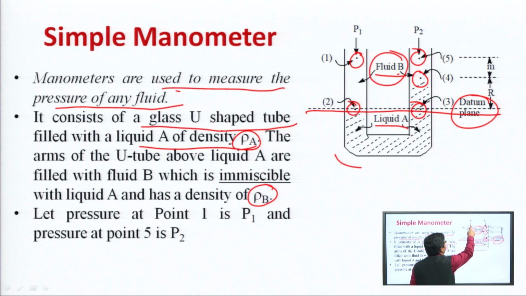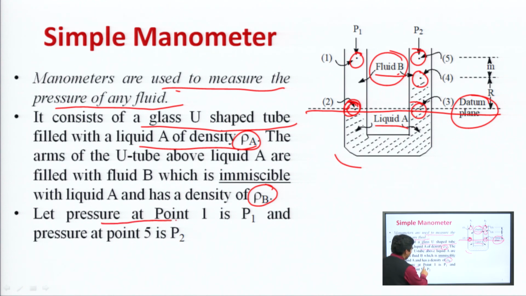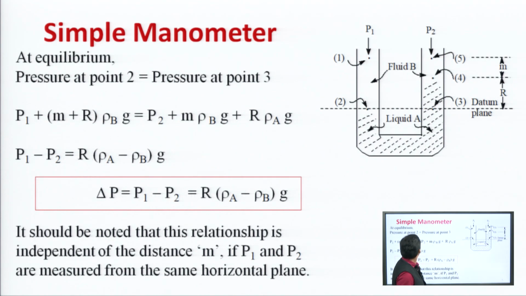Let us consider point number 1 as pressure P1 and point number 5 as pressure P2. Now, let the pressure at point number 1 be P1 and the pressure at point number 5 be P2. How does it work? We have to determine the pressure acting at point number 2 and the pressure acting at point number 3.